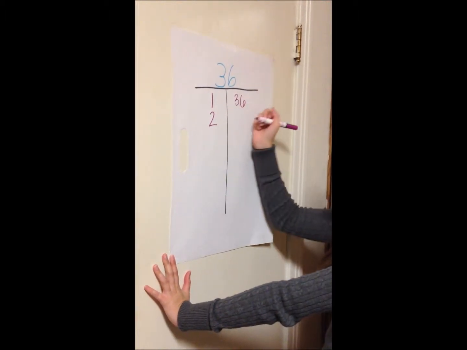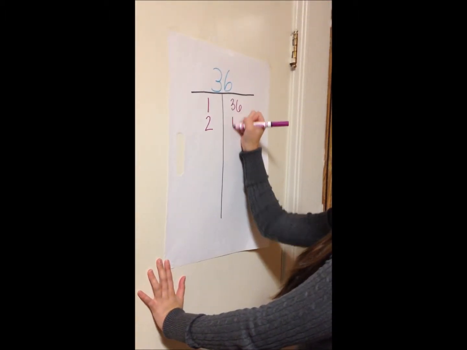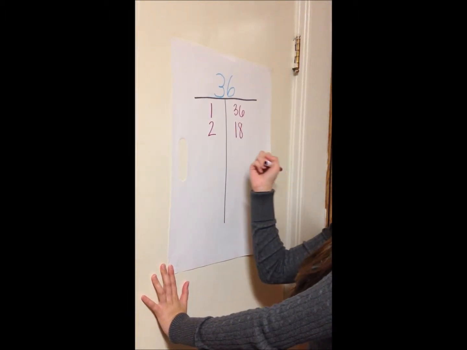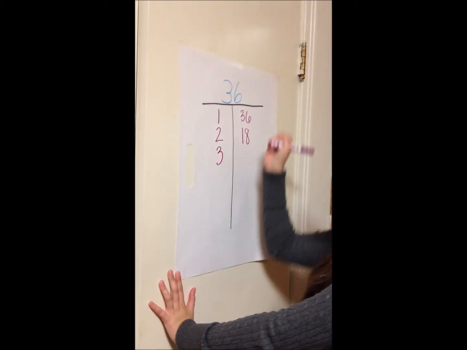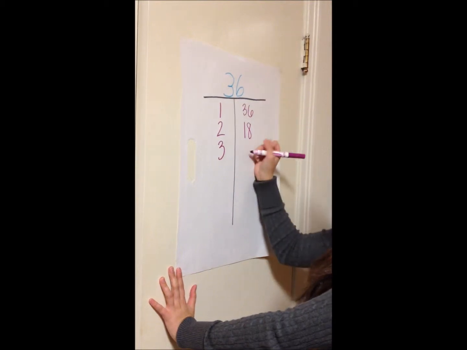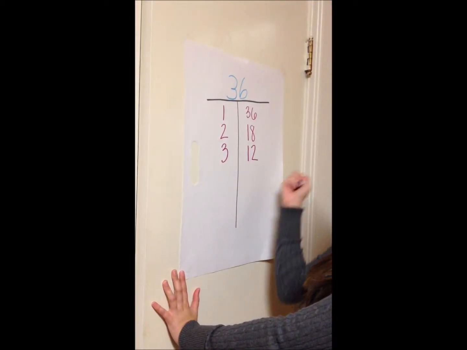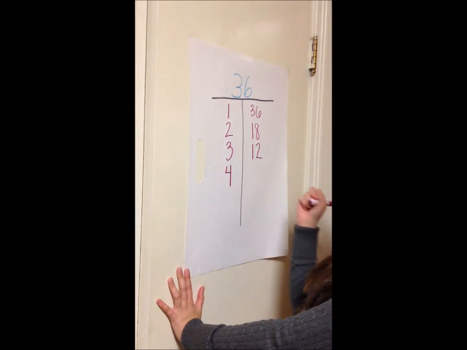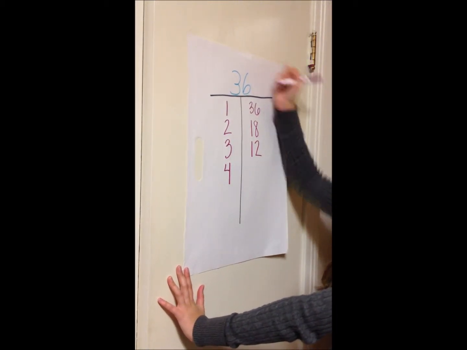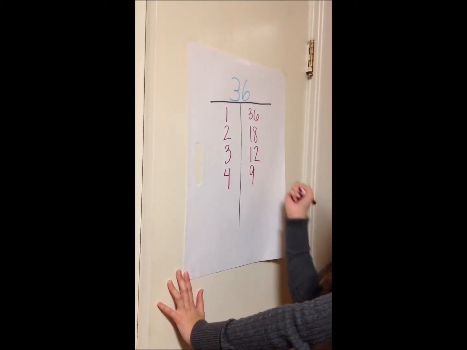Okay, so got our 2. 2 times what is 36? We know that's 18. Okay, so 3. 3 times what is 36? That's 12. Okay, so number 4. 4 times what is 36? That's 9.